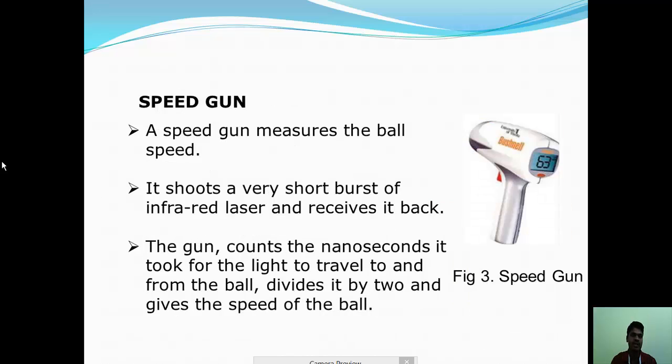Speed gun. The other important feature of the tracking system is the speed gun. The speed gun is used to measure the speed of the ball, and it shoots a very short burst of infrared laser and receives it back. It counts the nanoseconds it took for the light to travel to and from the ball, and it divides it by 2 and gives the speed of the ball.